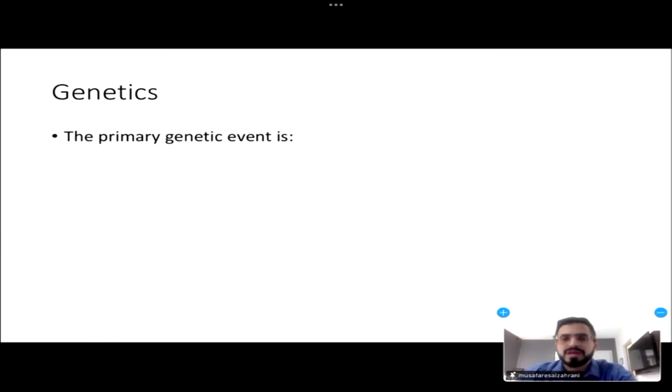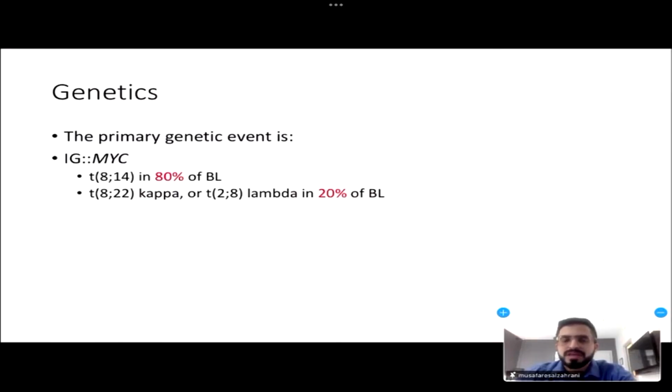Genetically, the primary genetic event is the MYC translocation of the MYC gene on chromosome 8 with the promoter region of the immunoglobulin heavy chain gene in 80% of the cases, but it could also be with the light chain, either kappa or lambda, on chromosomes 2 or 22 respectively, in the remaining 20% of cases.